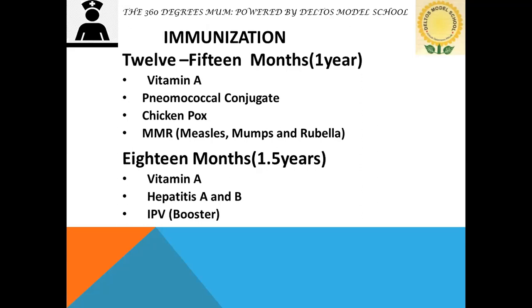By that time, that's another 6 months. From 6 months to 6 months, gives you 12 months, that's a year. You give another vitamin A. Pneumococcal conjugate again. Chickenpox. MMR. Measles, mumps, and rubella.